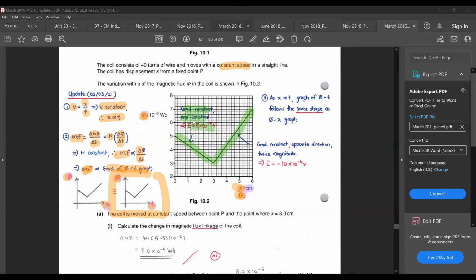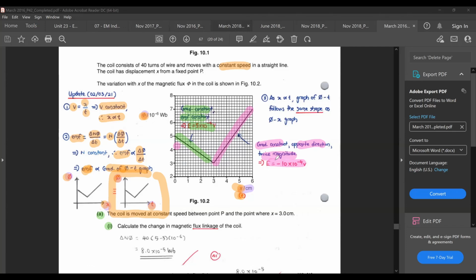The EMF is going to be 5 times 10 power minus 4, because this is really stated for part 1 and part 2. Then after that, you look at the opposing gradient, which is this one here. Your gradient is constant, in the opposite direction, but twice the magnitude. For the same x distance, this change in y is double this change in y. So your gradient is double, twice the magnitude, and your EMF is just going to be negative 10 times 10 power minus 4.